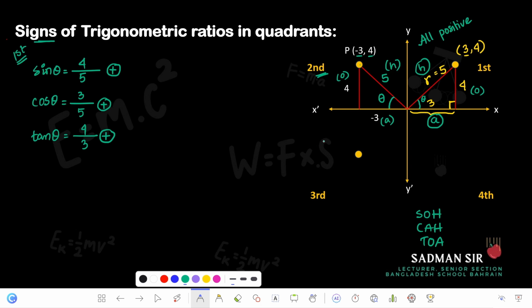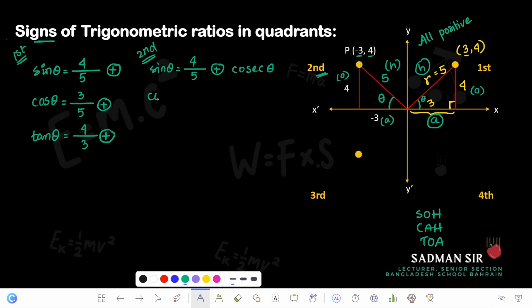Okay. Now for the second quadrant, let us see what is sine theta equal to. Sine equal to again oppo by hypo, so 4 by 5. So we can see that sine theta is positive, and so will be cosec theta. Cosec theta will also be positive.